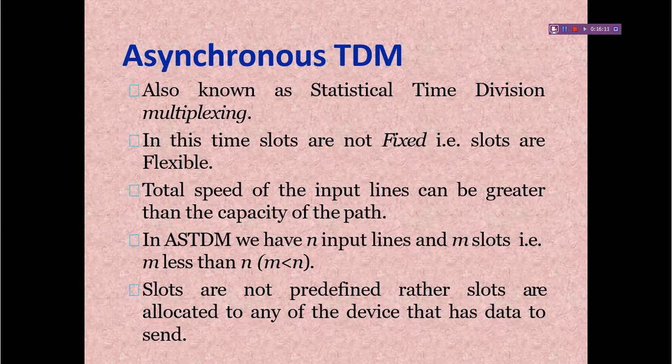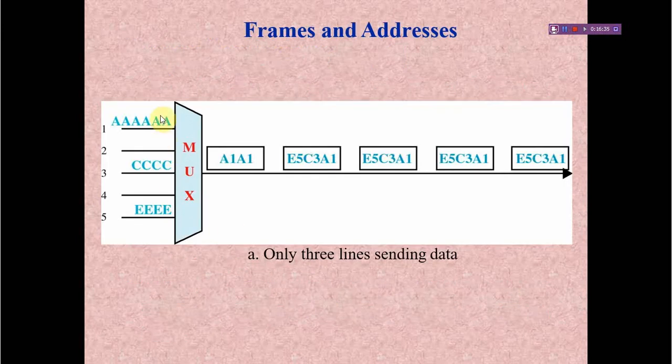Slots are not predefined, rather slots are allocated to any device that has data to send. Means if the device has data to send, then it will be allocated a time slot. If the device has no data to send, then a time slot will not be allocated for that device. So here there are 5 input lines, but only three lines have data to send. So 3 slots will be allocated in a frame, and in some cases if only one channel has data to send, then there is only one slot. So the slots are flexible.